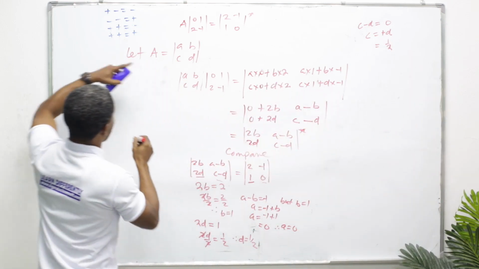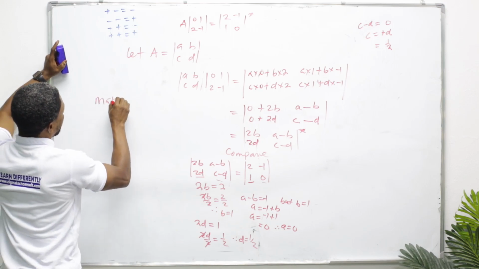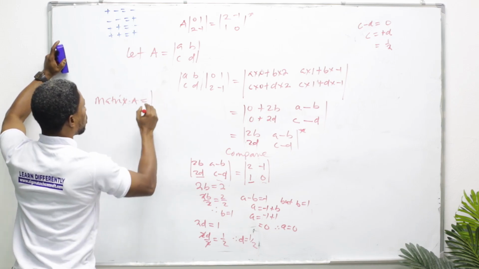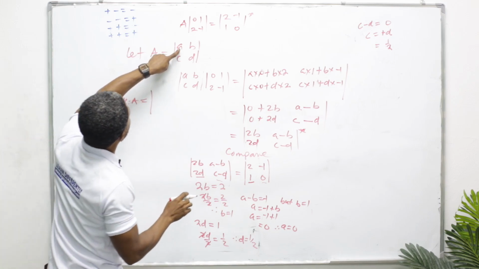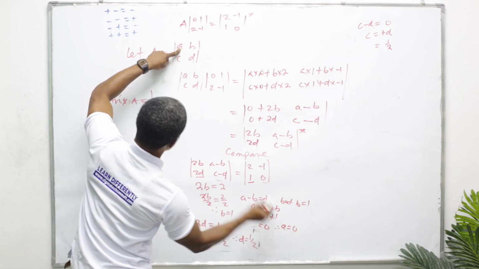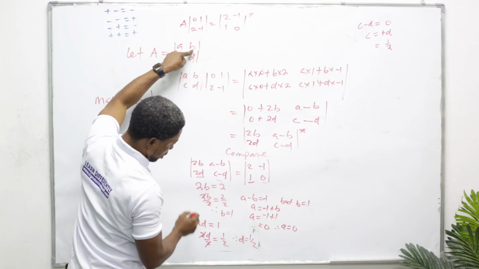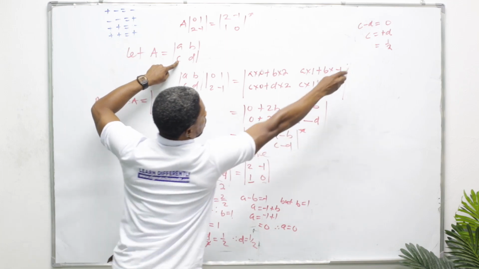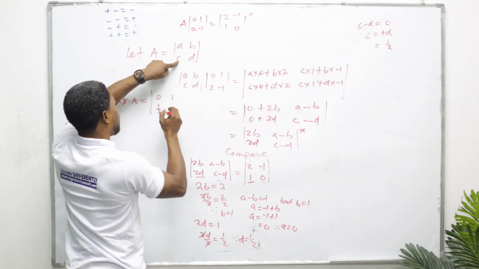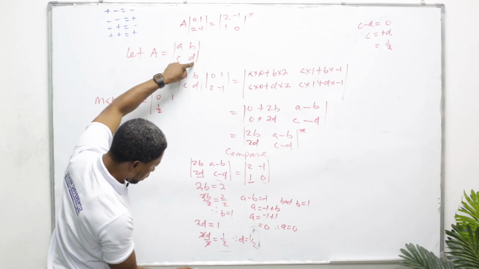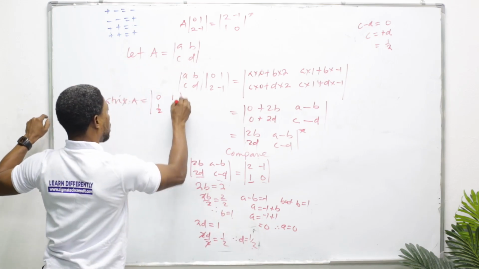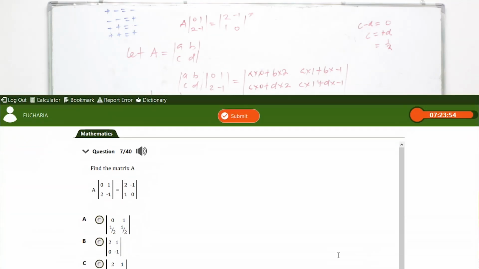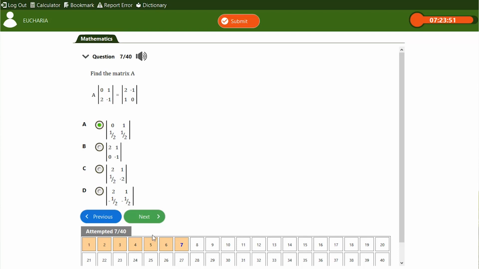So the new matrix, which has to do with matrix A. So therefore, our matrix A is now going to be equal to, let's substitute. A, let's find it. A is 0. B, let's find it. B is 1. C, where is C? Look at C. C is half. And then D. D is also half. This is what we were asked to find. Let's check. 0, half, that is A.